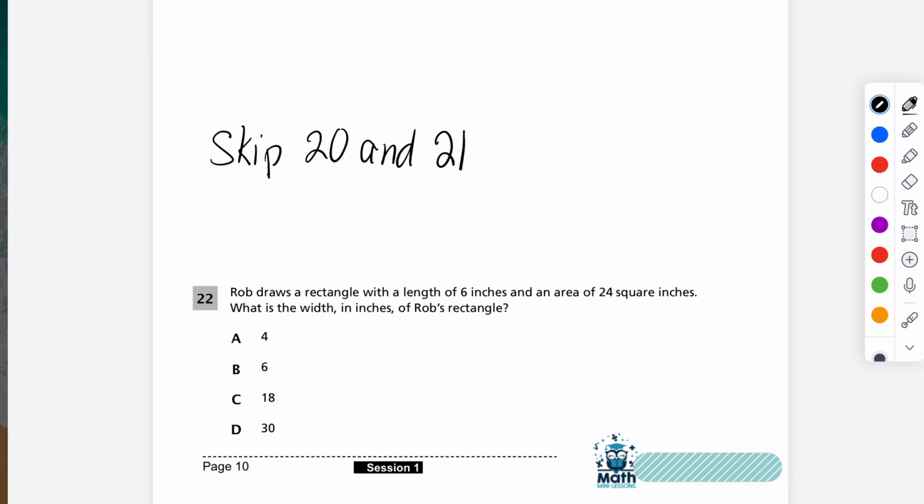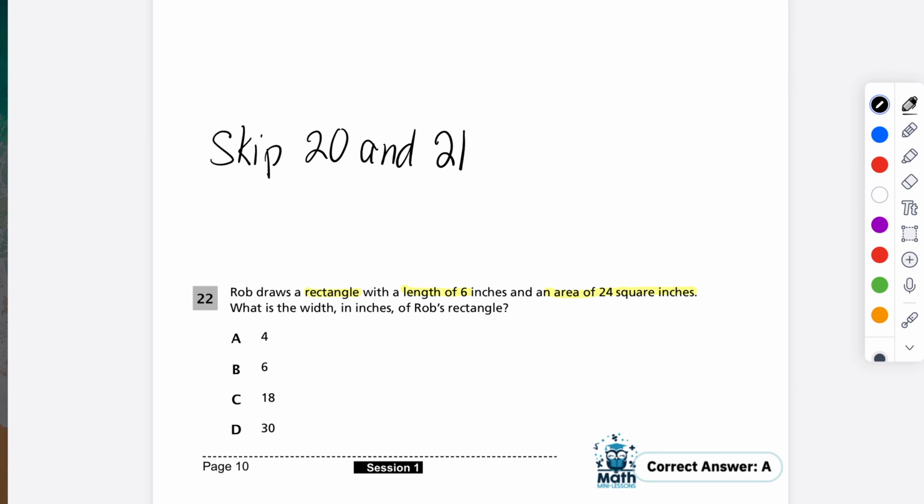We've skipped 20 and 21, so let's show the answer for 22. The answer is A. All right, let's read the problem. Rob draws a rectangle with a length of 6 inches and an area of 24 inches. What is the width in inches of his rectangle? Okay, so what's the important information? We know it's a rectangle, length of 6, area of 24.